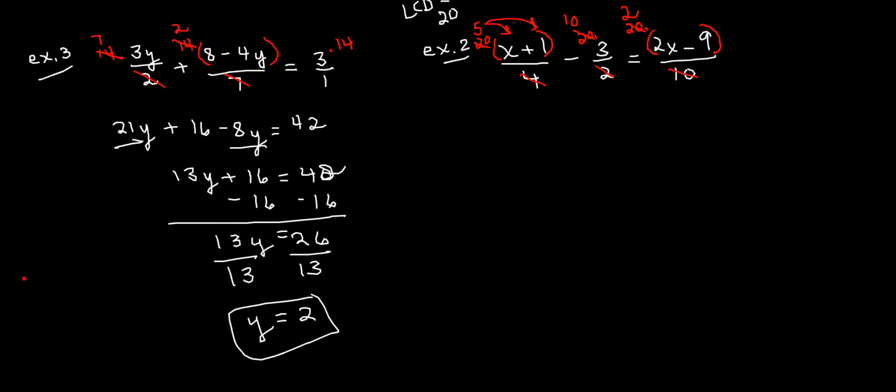So we're going to get 5x plus 5 minus 3 equals 4x minus 18. So once you cross them out, then you can distribute them. I'm looking in the book trying to figure out what their method to their madness is. Ugh, try not to look there if you don't have to. So you're going to get 5x plus 2 equals 4x minus 18.